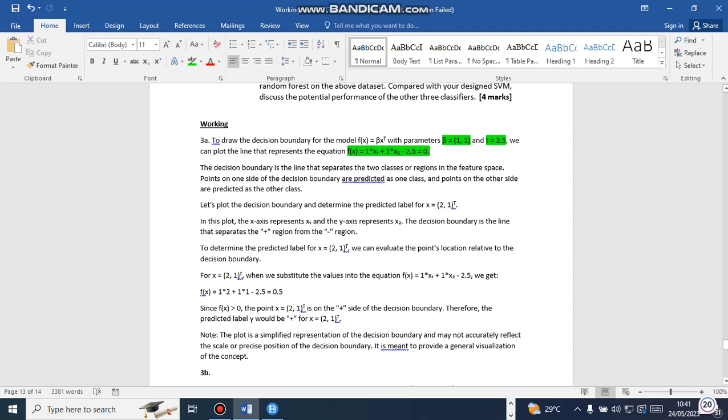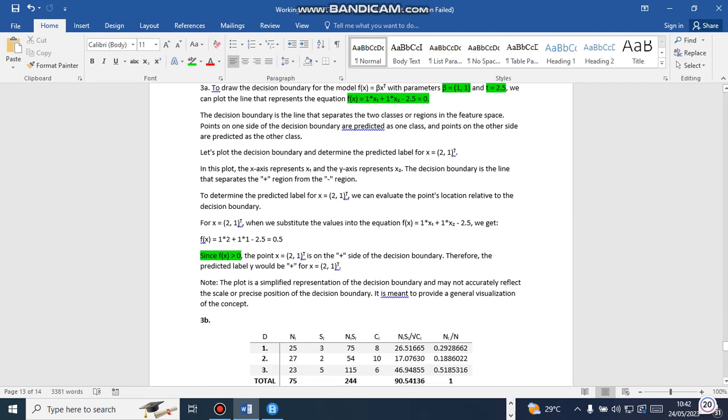Therefore, the predicted label y would be positive, because the function f is greater than 0. If the function f is less than 0, that means the decision boundary is going to give us minus.